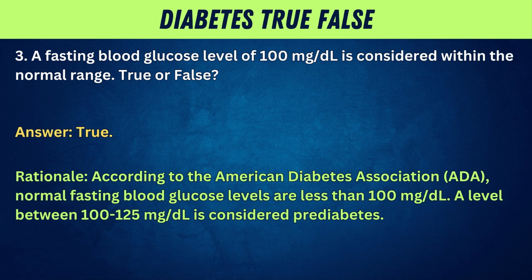3. A fasting blood glucose level of 100 milligrams per deciliter is considered within the normal range. True or false? Answer: true. Rationale: according to the American Diabetes Association, ADA, normal fasting blood glucose levels are less than 100 milligrams per deciliter. A level between 100 to 125 mg/dL is considered prediabetes.